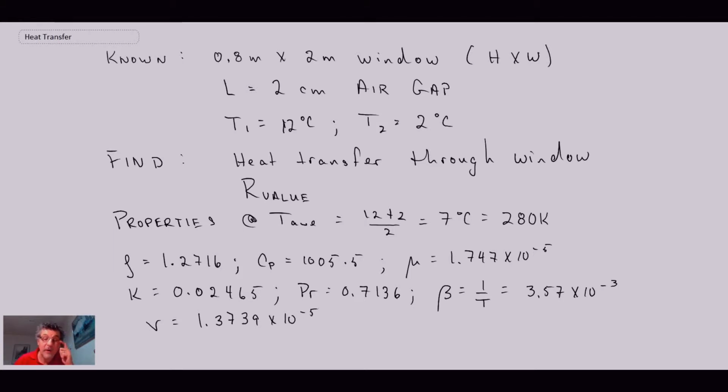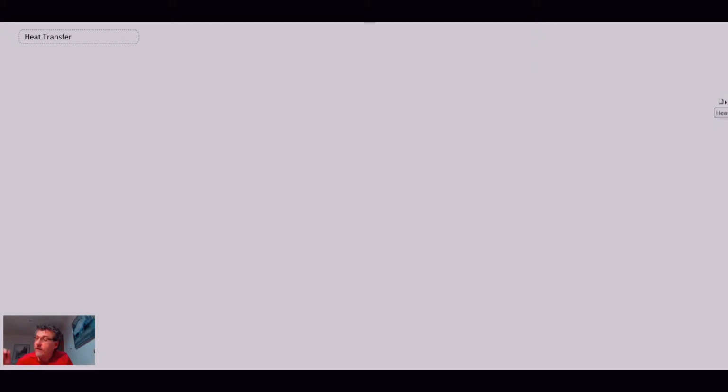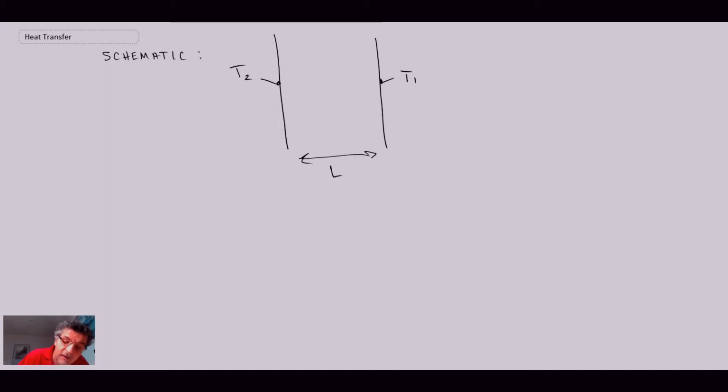So those are all the properties that we may be using for this problem. The next thing that we're going to do is write out a schematic. The schematic is not too complex for this. Basically, it's just the schematic that we looked at earlier for vertical cavities. We're told T1, T2, T1 is greater than T2, and the gap here is L, which was 2 centimeters, and we know that there is air in here.